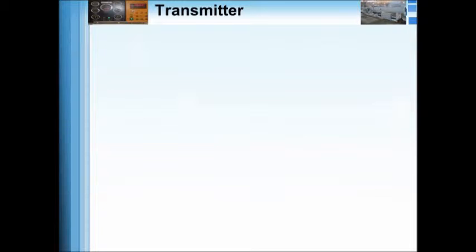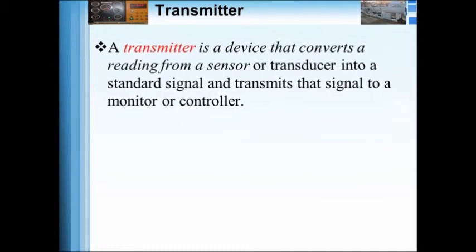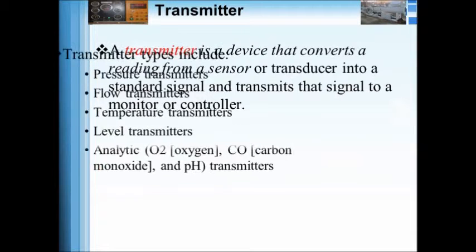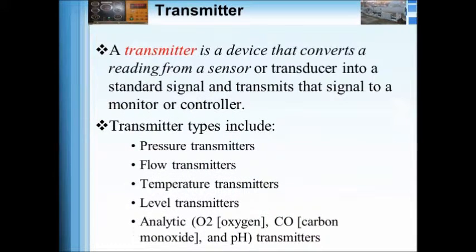Transmitter. A transmitter is a device that converts a reading from a sensor or transducer into a standard signal and transmits that signal to a monitor or controller. Transmitter types include pressure, flow, temperature, level, and analytic transmitters.